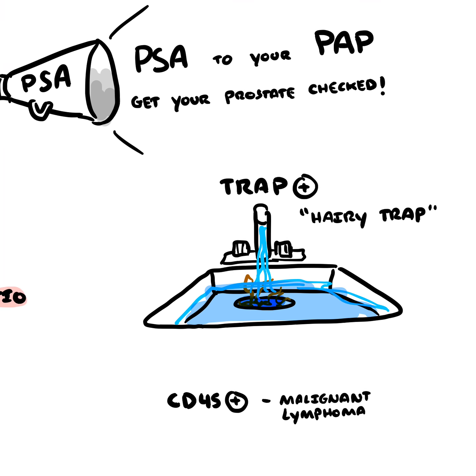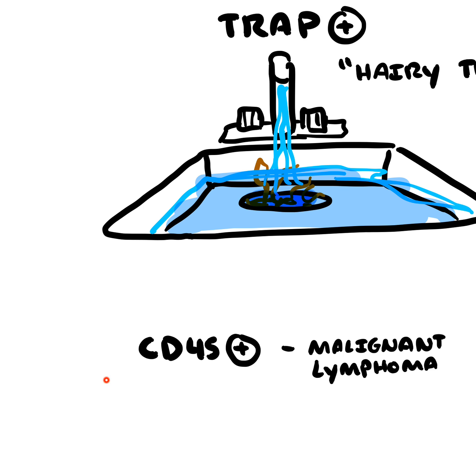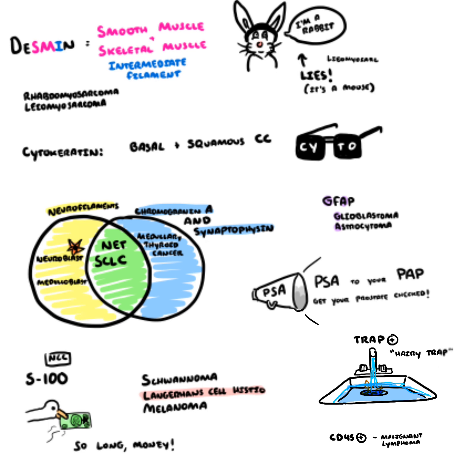It's a hairy trap. Okay, and then finally, I don't have a mnemonic for this, it's the only one that I don't really have any mnemonic for. CD45, malignant lymphoma. Remember that. So CD45 is malignant lymphoma. Of course, there's other ones. There's CD20 for B cells and CD3 for T cells, and CD8 and CD4 for T cells, and CD15 and 30 for Reed-Sternberg cells. But I think that this is a pretty good place to start.